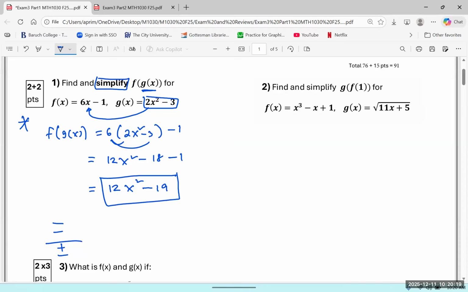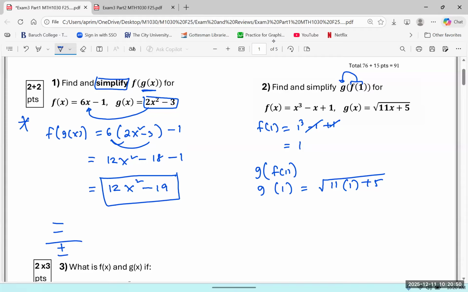The second part is asking first find f of 1, and then whatever you have, put it inside the G. So f of 1 is 1 cubed minus 1 plus 1. So you get 1 plus 1 minus 1 cancel out. So G of f of 1 basically means it's G of 1. So you go to the G function, square root of 11x plus 5. This x turns into 1. So we get 11 plus 5, which is 16.